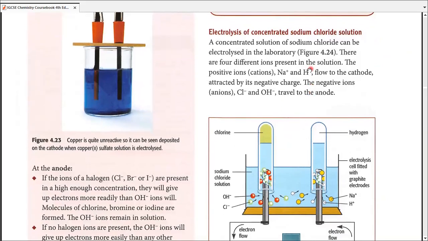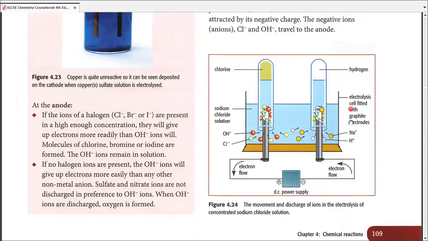Okay, so there are 4 different ions present in the system. We are done with that practice yesterday. There are sodium positive ions and chloride negative ions coming from the salt. There are H positive ions and OH negative ions coming from water. And this is the kind of electrolysis that we usually do. Now, this is for the lab. This is not for the industry.